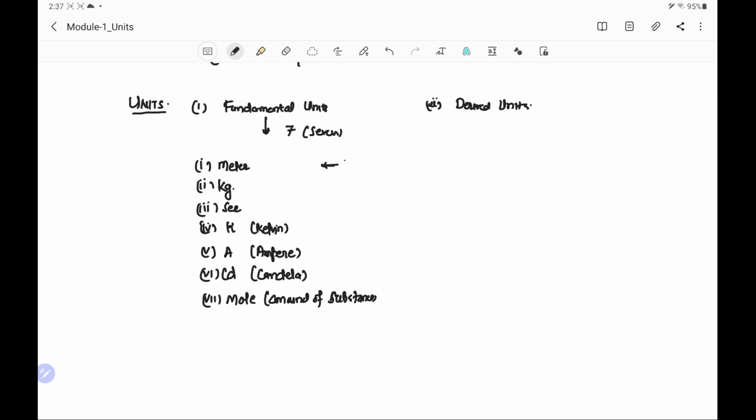Meter is the unit of length. Kilogram is the unit of mass. Second is the unit of time. Kelvin is the unit of temperature. A stands for ampere. It is the unit of electric current. And CD, candela. It is a unit of luminous intensity.